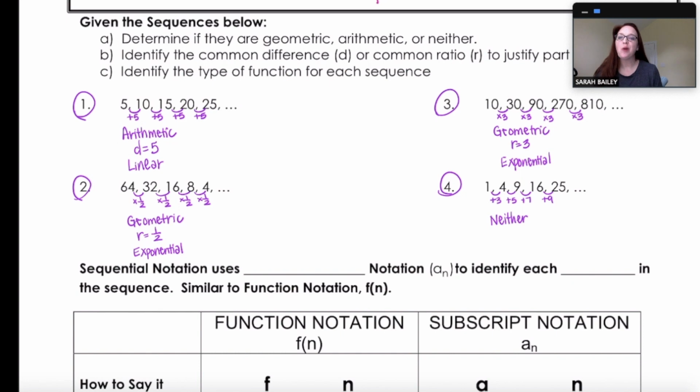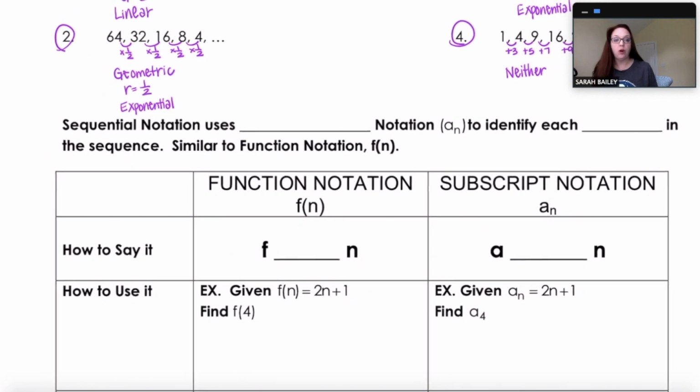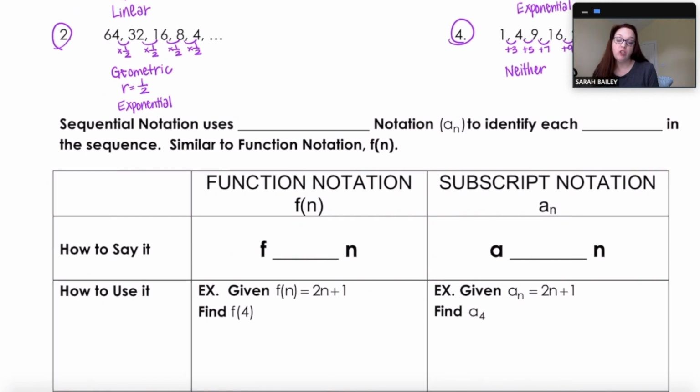Okay, so hopefully you did well with these 4 problems. Pause the video, make any necessary corrections to your work. And we're going to move to the next section. So the next part talks about sequential notation. And sequential notation uses subscript notation. So let's write that down.